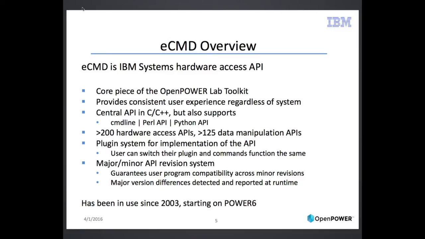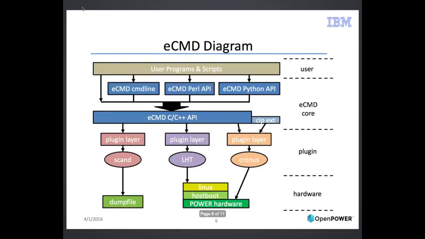It guarantees compatibility within the minor revisions, and it does major revision API checking, just so that your programs don't core dump. It just prints you a nice, polite message. And it's been in use since 2003, so we've used it on multiple generations of Power now.